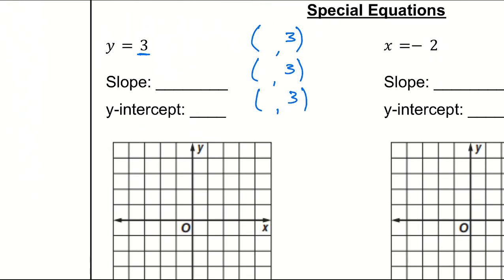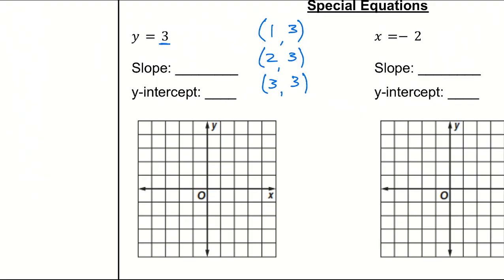Now, we have a very limited space on this graph. Okay? So I probably wouldn't go higher than 5 or lower than negative 5. So what I might do is just go 1, 2, and 3. All right? And then plot those points, and you'll see what happens is actually pretty interesting. So (1, 3) is here. (2, 3) is here. And (3, 3) is here.